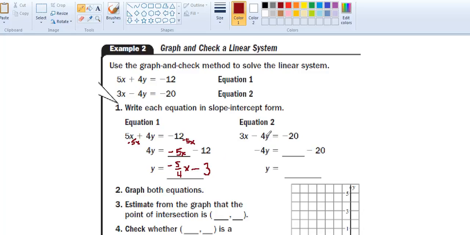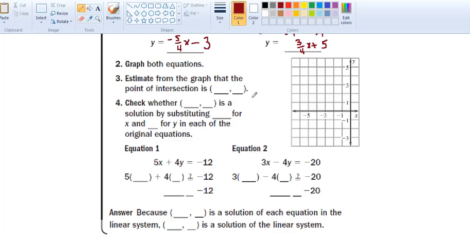Going over to equation 2, we're going to take away that 3x right there. We're going to subtract 3x. We're left with negative 4y. And then over here, that negative 3x is going to go right here. We're going to slip it in there because we like slope-intercept form. We're going to divide by negative 4 everywhere, here, here, and here. And you're left with positive y equals 3/4 x and right here is going to be positive 5. So it should read as y equals 3/4 x plus 5.